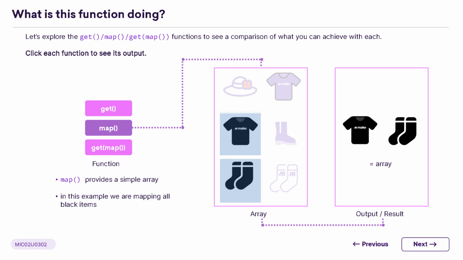The map function allows us to transform a collection of items by creating a new array based on certain criteria. In this example, we're focusing on extracting all items that are black. Imagine you have a closet full of clothes and you want to organize only the black garments. The map function scans through each piece and pulls out just the black ones, creating a neat array of these selected items. This approach is especially useful when you need to filter and organize data quickly and efficiently without altering the original set. As we progress, we'll explore how these functions can be combined for even more targeted data manipulation.